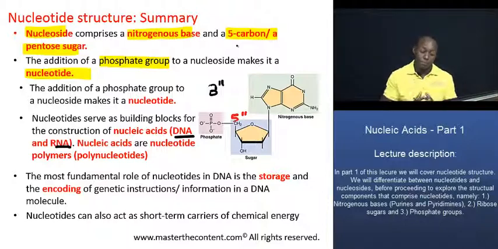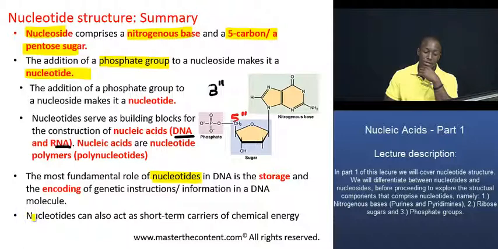Now, the most fundamental role of a nucleotide in DNA is obviously the storage and the encoding of genetic instructions. We know that DNA is responsible for encoding genetic information, which is then transmitted from one generation to the next. It would not be able to perform its function were it not for these basic elements of structure that are referred to as nucleotides.